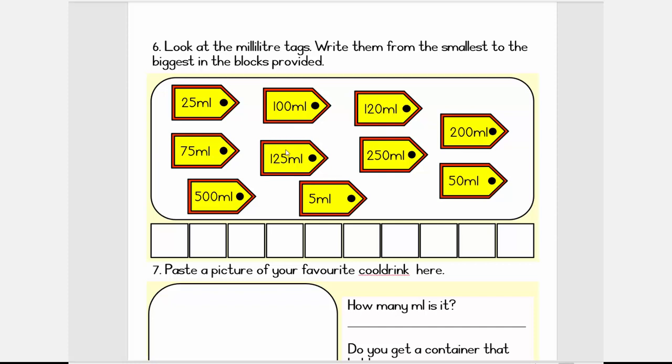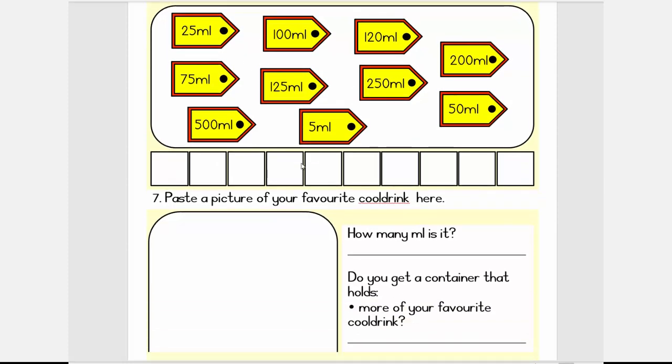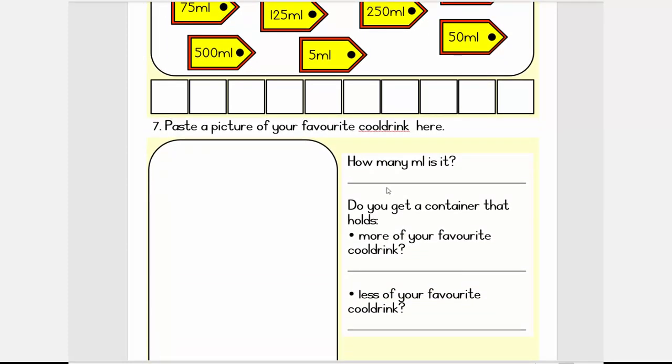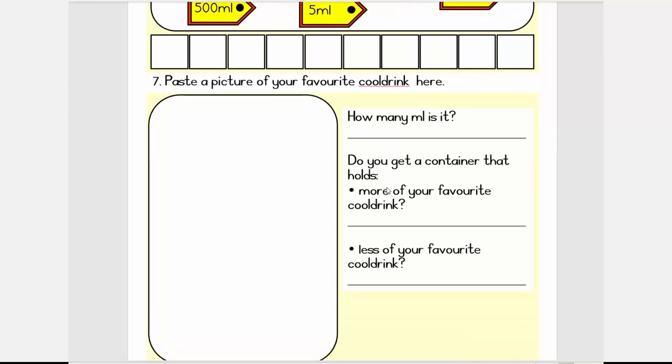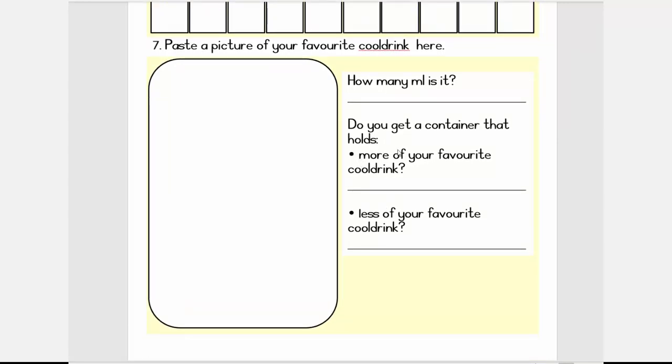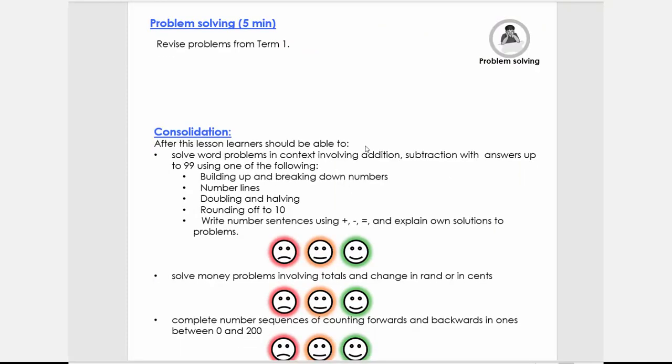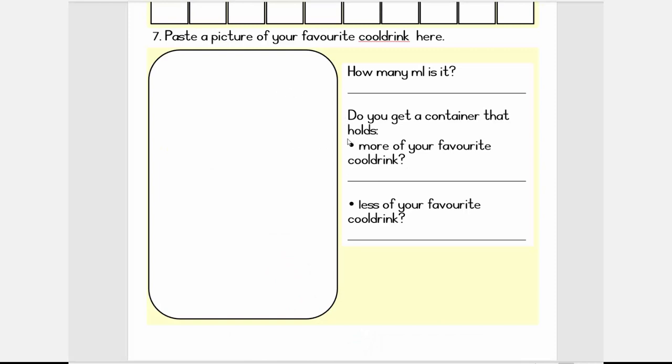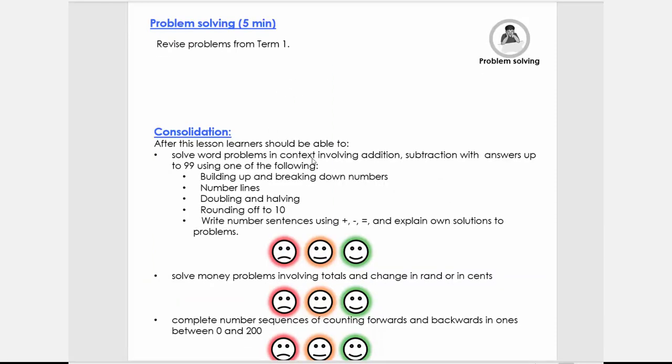Then we're going to do some milliliter activity. So we just look at these milliliters and we're going to write them from the smallest to the biggest. We're going to paste pictures that we're going to find of cool drink here. We're going to ask how much the container can hold. Just ask these questions then. Remember, you can do this practically before you answer the questions. Then again, the problem solving was focusing on doing some practical money problems, giving the child some word problems.